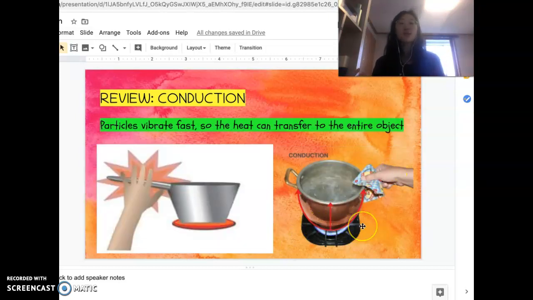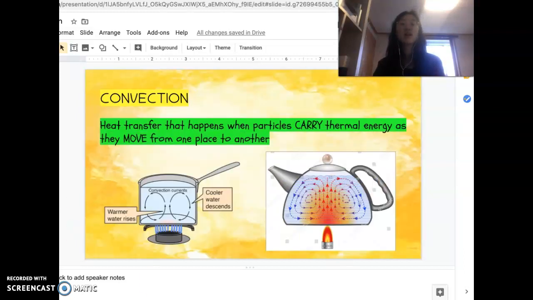And if you think about putting a pot on top of the fire and you're trying to cook some sausages, the heat will get in contact with the pan, causing the particles to move faster, and then the heat will transfer onto the sausage. So it needs direct contact, right? It needs to be touching the heat.